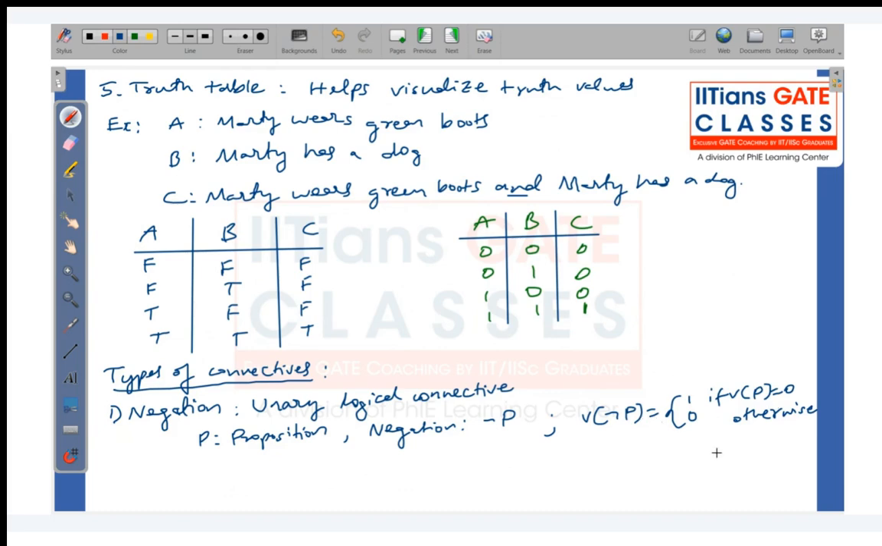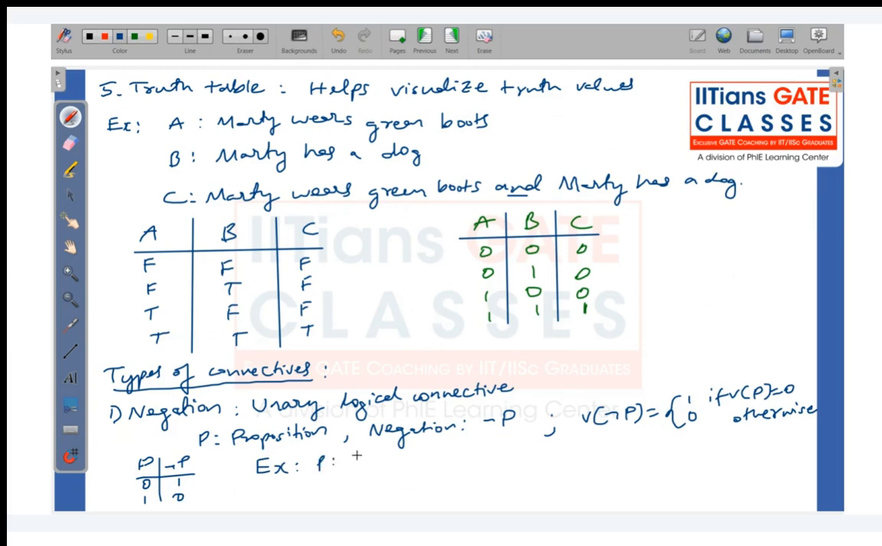Okay, is what I've written here clear? It's a very simple concept only, but with proper notation. Fine. Truth table, the negation of P is 0, then 1, 1, then 0. We'll take one example.